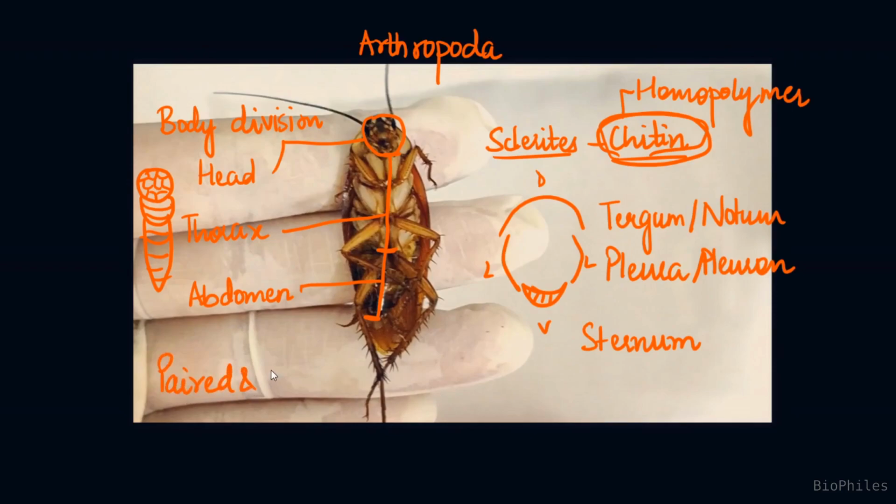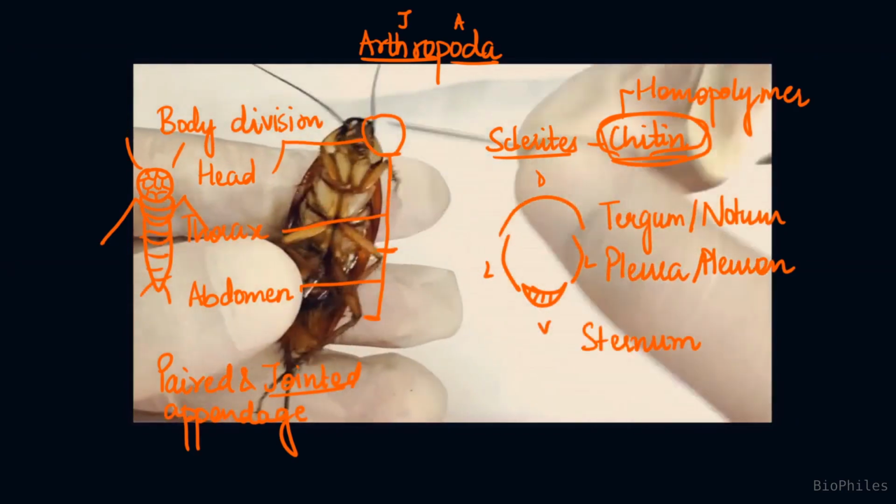Alright. Another feature of Arthropoda is the presence of paired and jointed appendages. And because of the presence of jointed appendages, this phylum is named such. Arthro means joint, poda means feet or appendages. Now these paired and jointed appendages will be present on the head, on the thorax, or in the abdomen. As we proceed with the video, we are going to study the different appendages and different structures that can be seen when we are observing the cockroach. Let us now continue with the video.